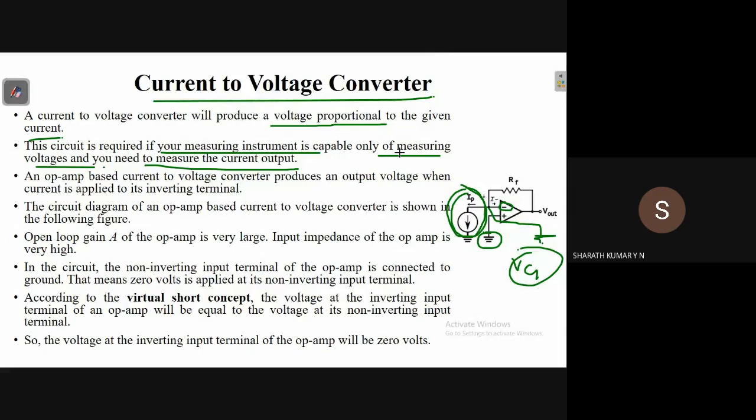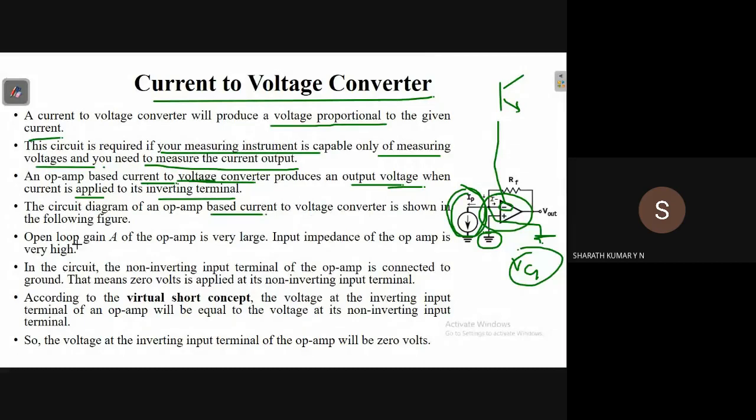So an op-amp based current to voltage converter produces an output voltage. Op-amp is preferred because in most cases it acts as an ideal device. Instead of an op-amp we could have used a BJT also, but op-amp is better compared to any other device because its characteristic is close to an ideal device. An op-amp based current to voltage converter produces an output voltage when current is applied to its inverting input terminal. Here is the circuit diagram of the op-amp based current to voltage converter.